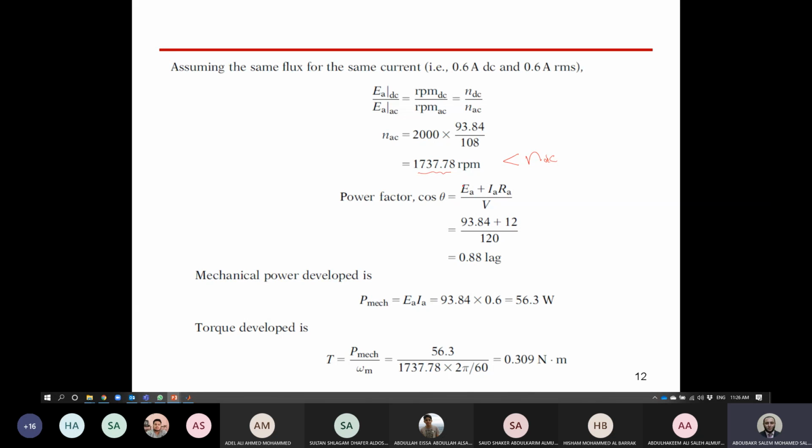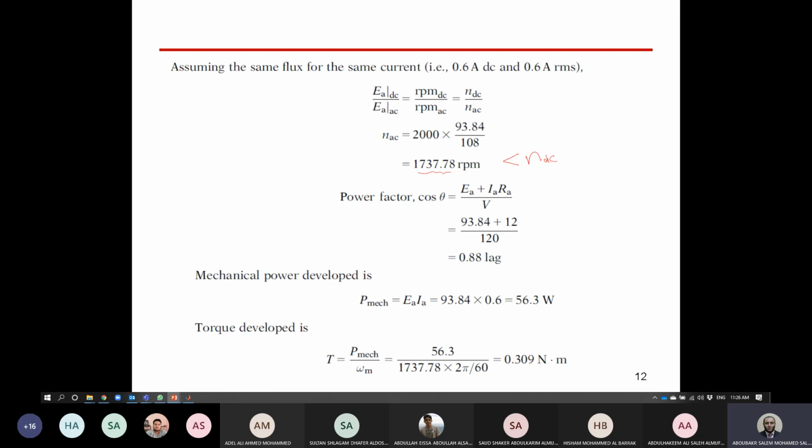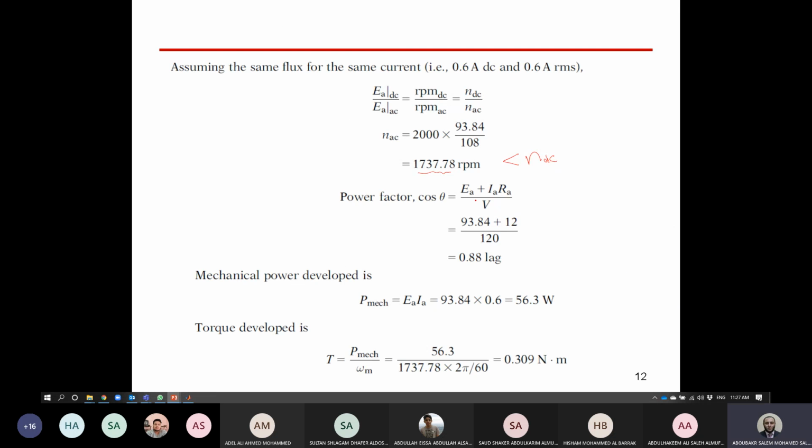We need then to calculate the power factor. You now have all of the values in the phasor diagram. From the phasor diagram, you can say cosine theta equals E over V. Is that right? So, sorry, not E alone, but E plus IARA. This length. So E plus IARA over V will give you the amount of cosine theta, which is the power factor.